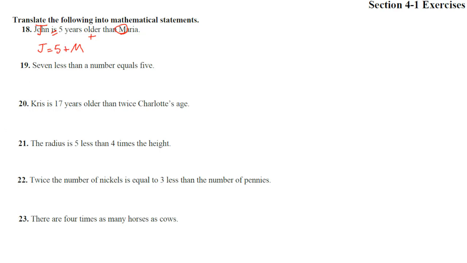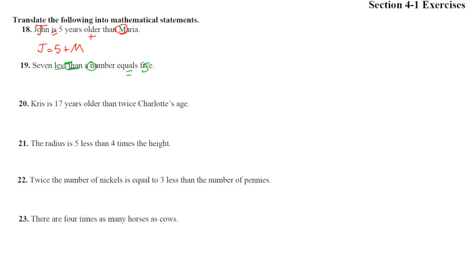Okay, number 19. 7 less than a number equals 5. So we know that we're going to have an equals 5 over here. So a number, call it n. That's a good variable, or you could use x if you wanted. Now, less than is subtract, but we have to watch out.